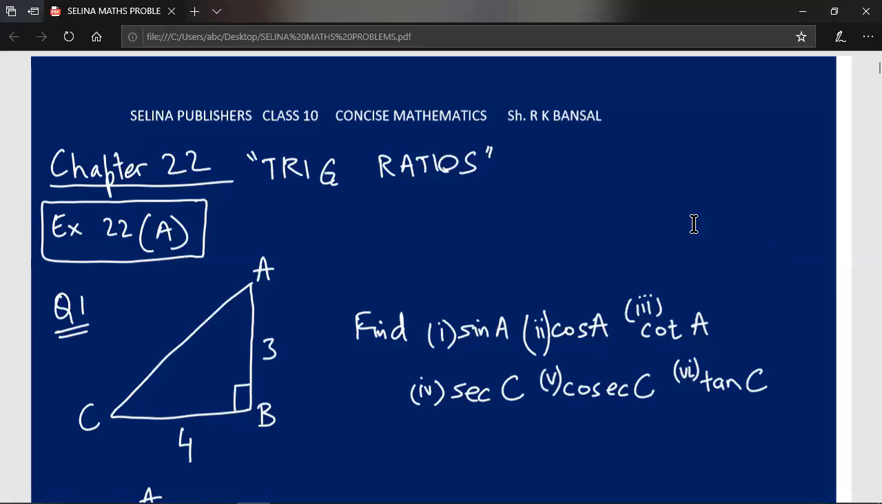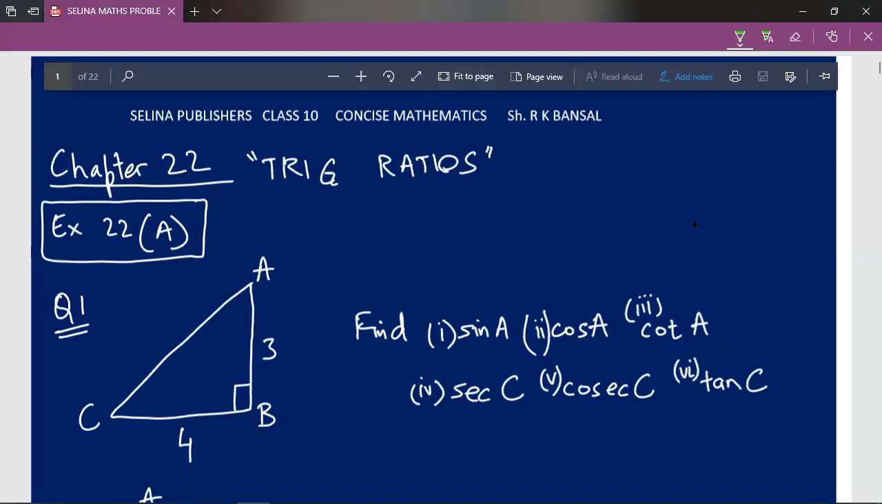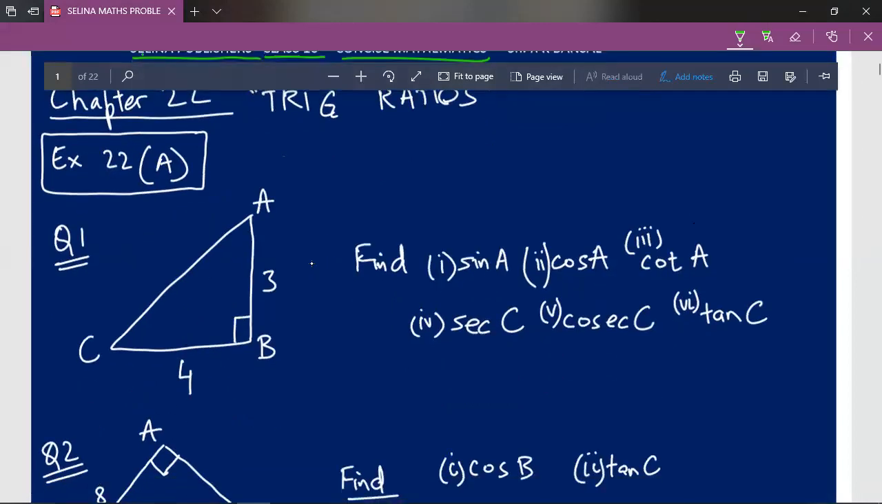Okay, so today we're going to start with chapter 22 of trigonometric ratios, and whatever problems I'm going to do, I have referred them from Selina Publishers, class 10th, Concise Mathematics, and this exercise that I'm about to do is exercise 22A. I'll be doing problems from question number 1 to question number 10, and I'll guide you through the trigonometric ratios topic.